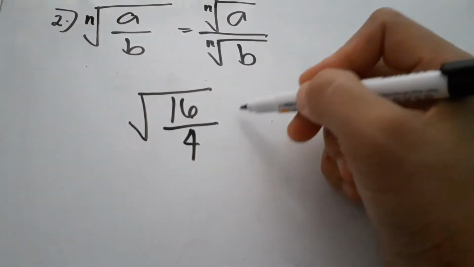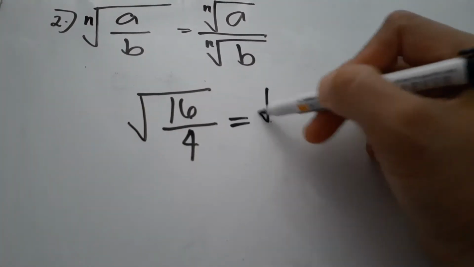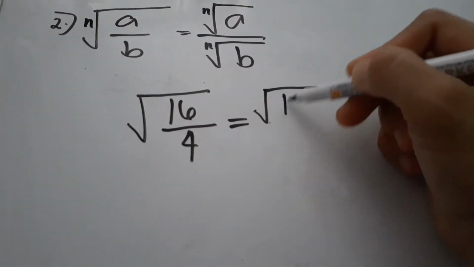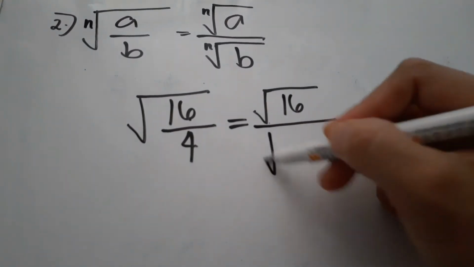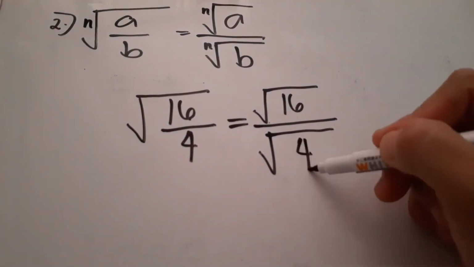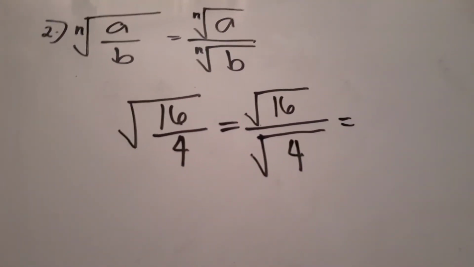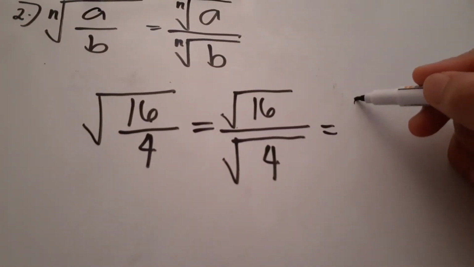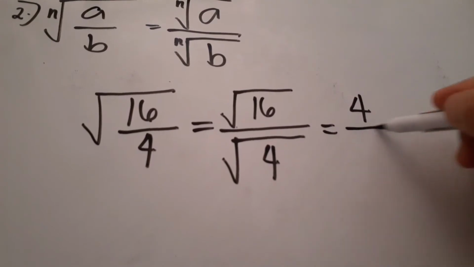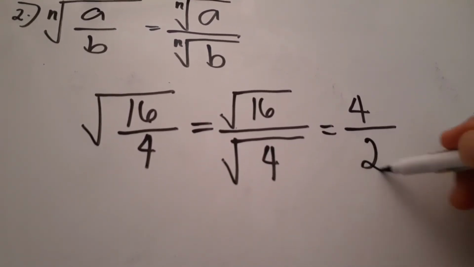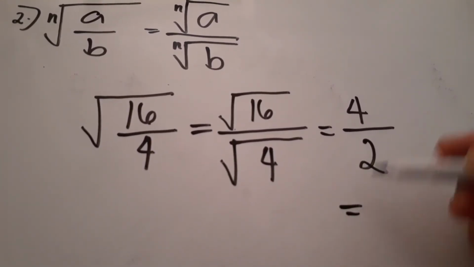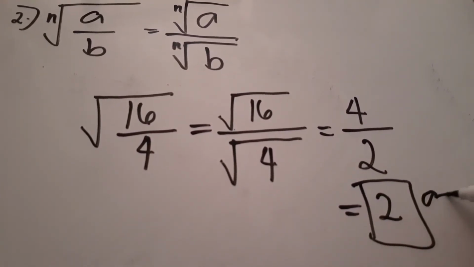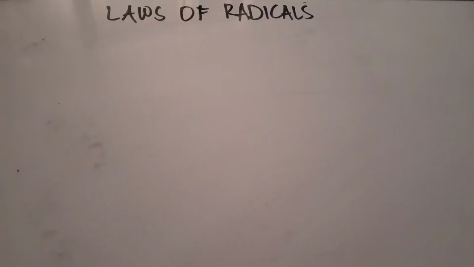Let's have another example: the square root of 16 over 4, where we can separate the numerator and denominator into the square root of 16 over the square root of 4. The square root of 16 is 4, since 4 squared is equal to 16, so we have 4 over 2, because 2 times 2 is equal to 4, and 4 divided by 2 is equal to 2, and this is the answer.